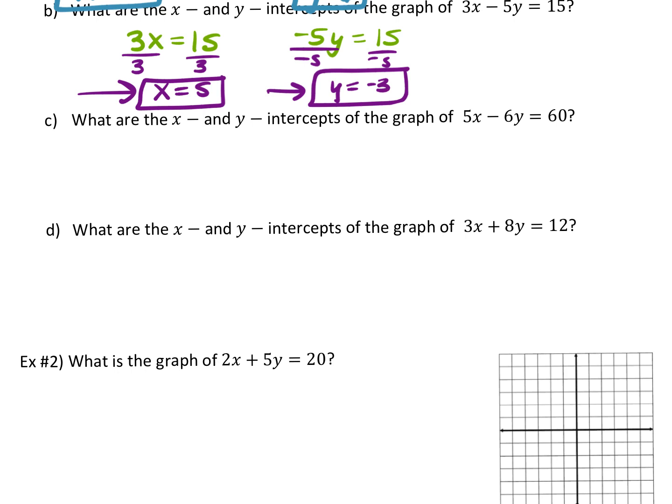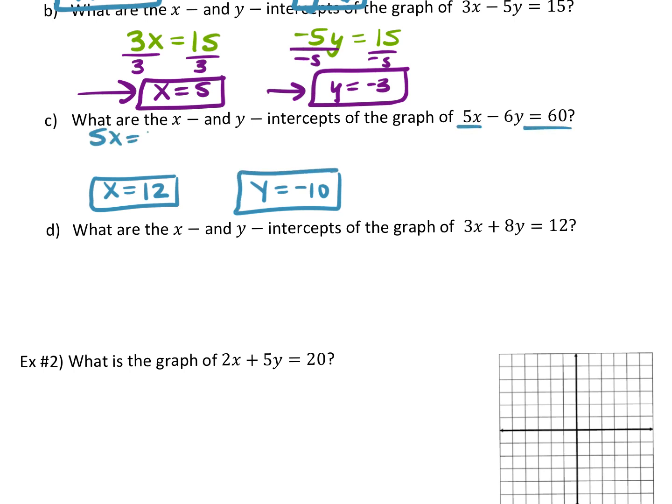Okay, so what did you get for C? X equals what? X equals 12. Y equals what? Negative 10. -10. Good. So the equations you should have set up are 5x equals 60. Right? So you divide by 5, and that comes out to 12. And then be careful with negatives, right? The -6y, that negative needs to stick with it. So -6y equals 60, and you divide by -6. So y is -10. Okay?